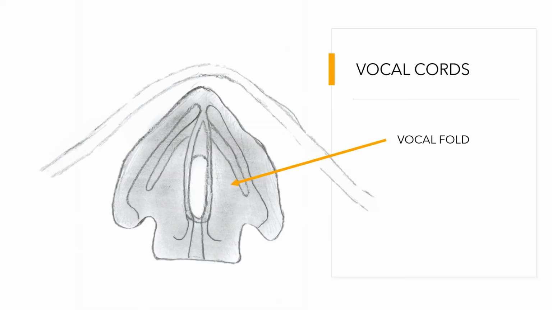Then we have the vocal cords or vocal folds. The vocal cords or folds are folds of tissue located in the larynx that protect the airway from choking on material in the throat, as well as regulate the flow of air into our lungs for us to produce speech. Then we have the thyroid cartilage.